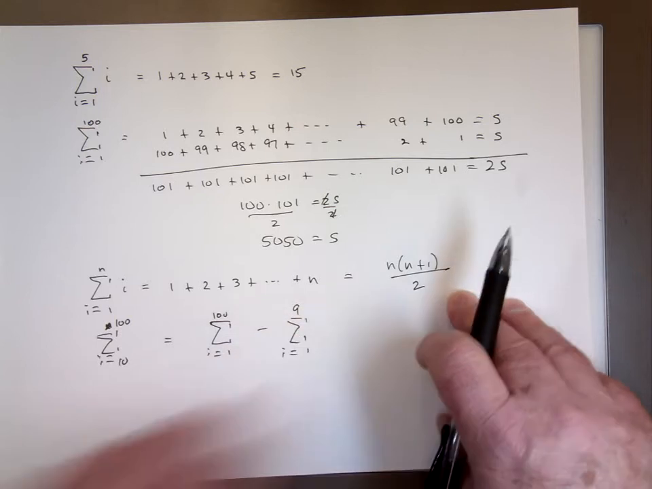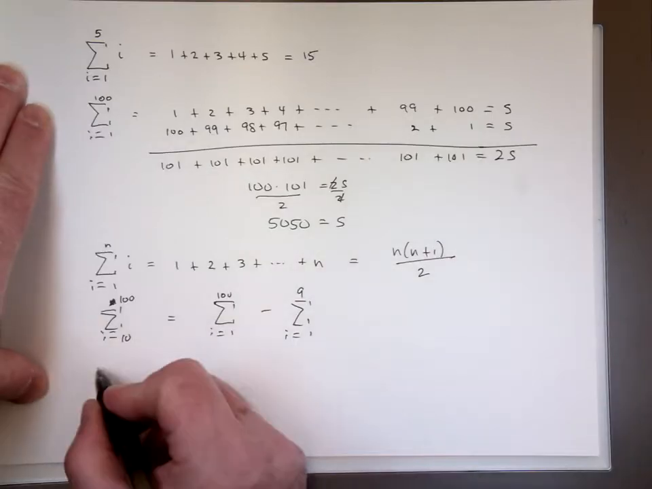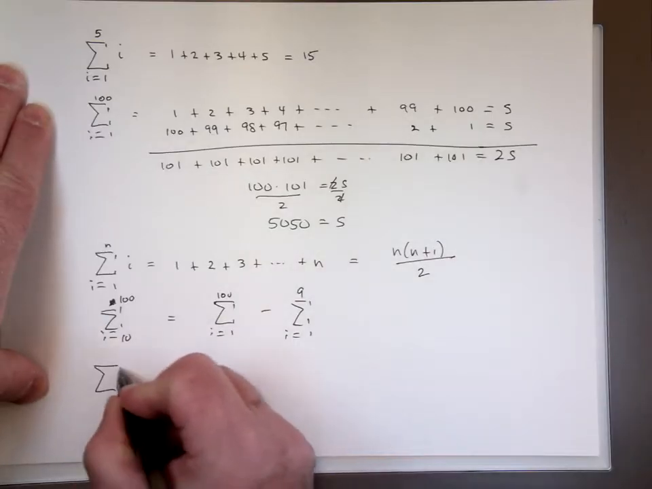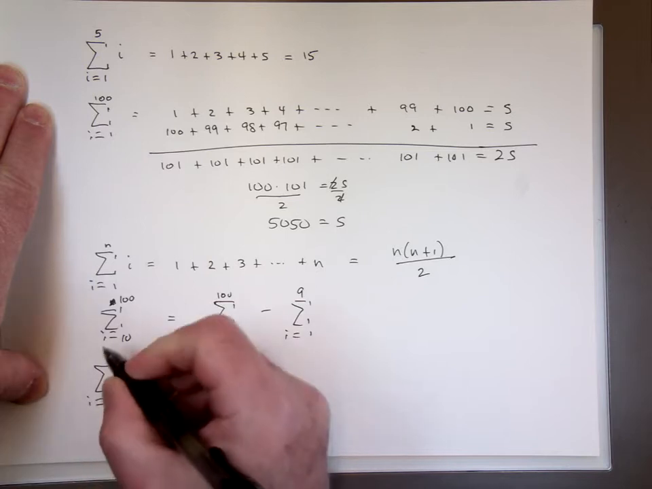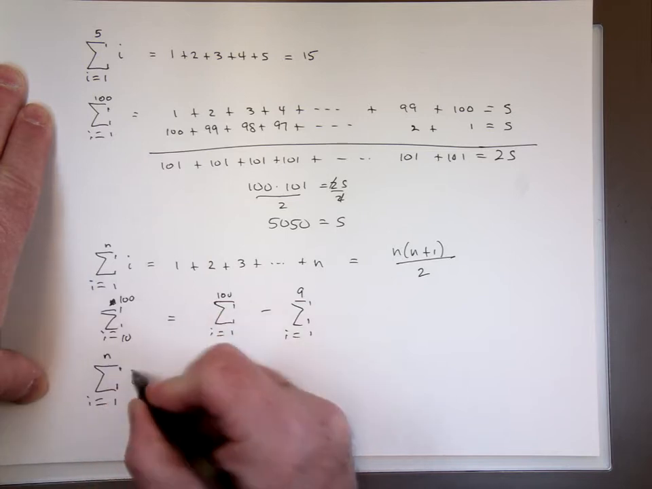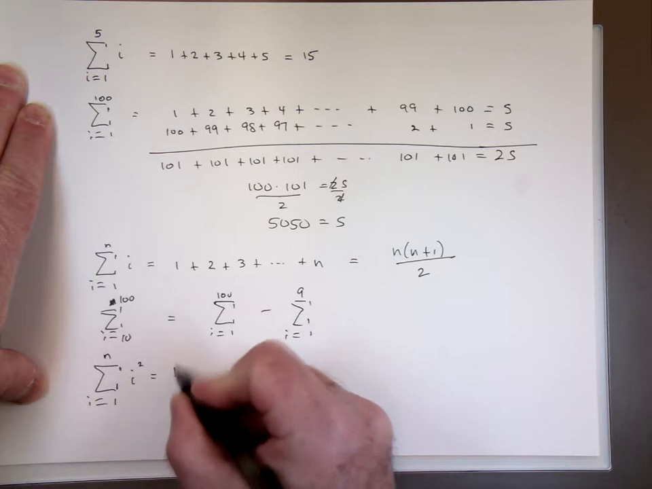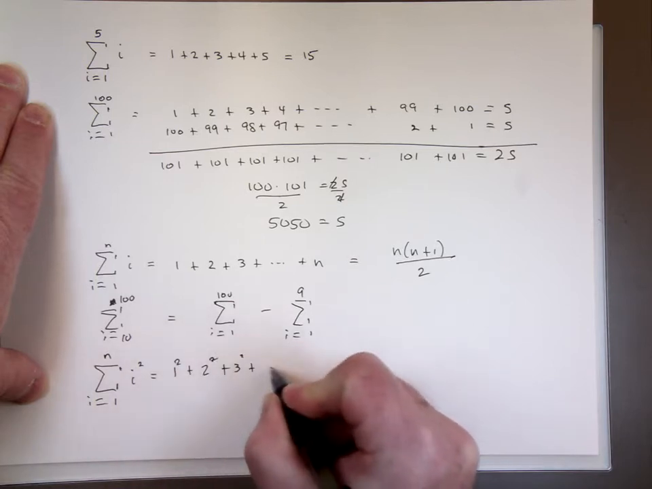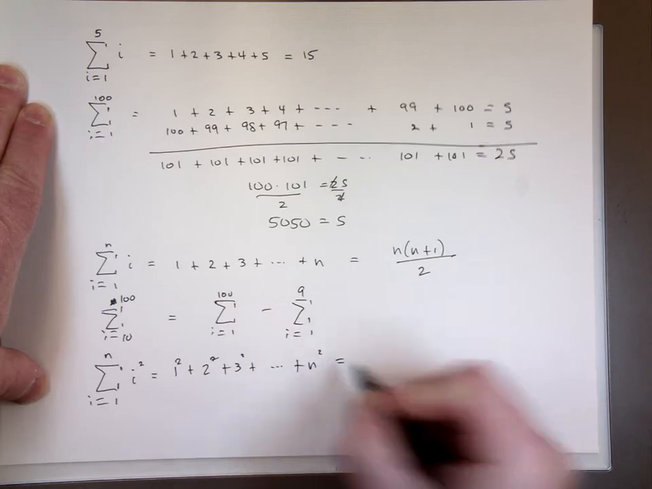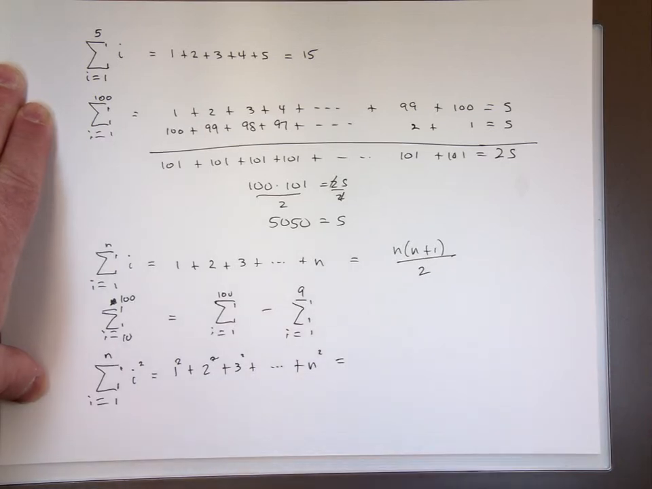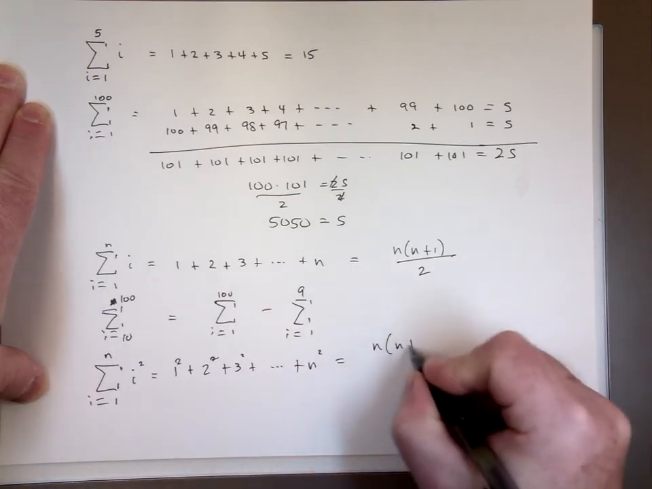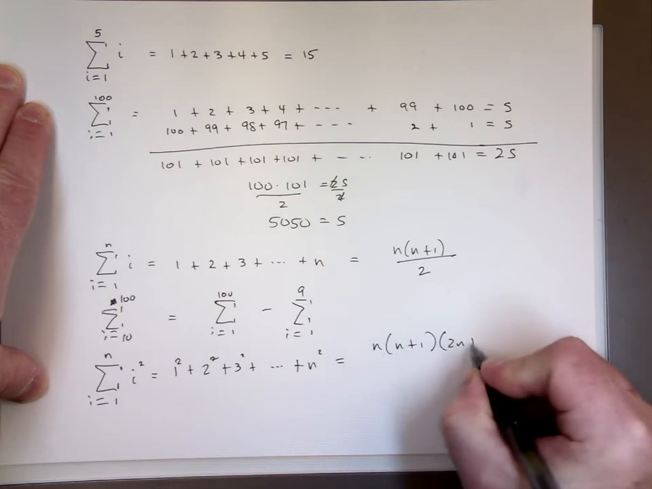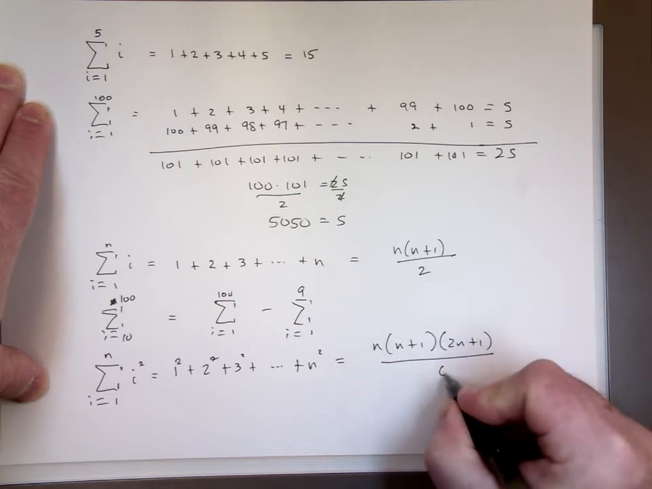There's another one that we're going to use, and that's the sum from i equals 1 to n of i squared. This is 1 squared plus 2 squared plus 3 squared plus up to n squared. I'm not expecting anybody to know this one. It's n times n plus 1 times 2n plus 1, all over 6.